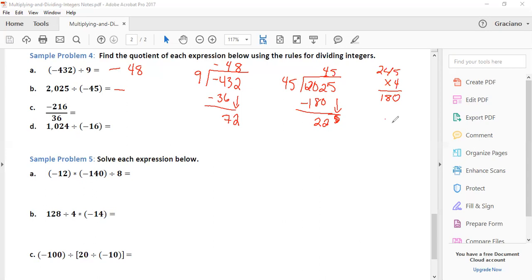Okay, and we can check it over here. 45 times 5. 5 times 5 is 25. Carry my 2. 4 times 5 is 20 plus 2 is 22, so 225. So my answer is negative 45.